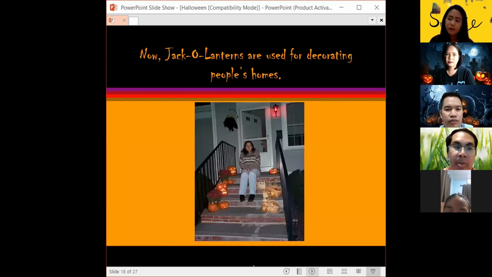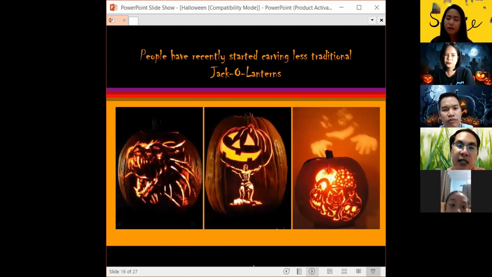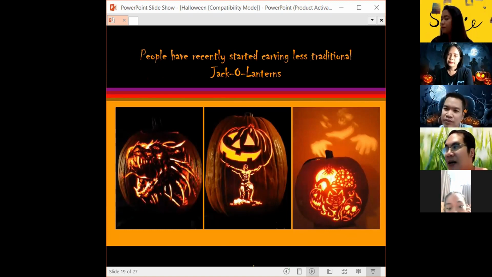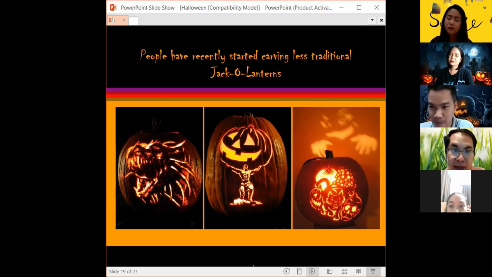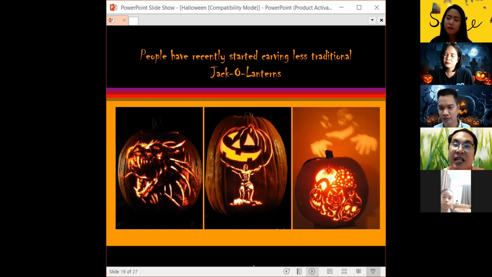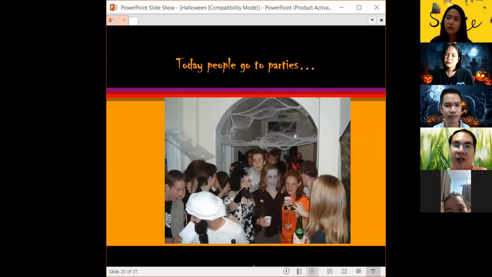Okay, so they usually use jack-o'-lanterns in decorating homes, okay? Inside of the jack-o'-lantern, you put a candle or a light. But nowadays, we already have plastics, or we already have toys for it, okay? We're not going to carve it because it's still food, okay? It's a pumpkin.